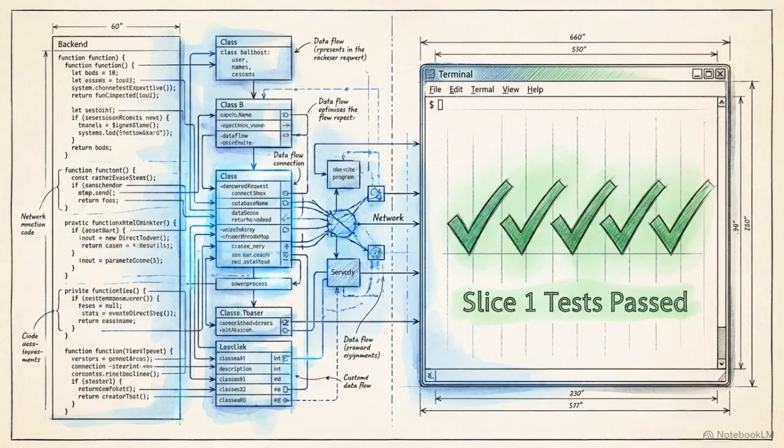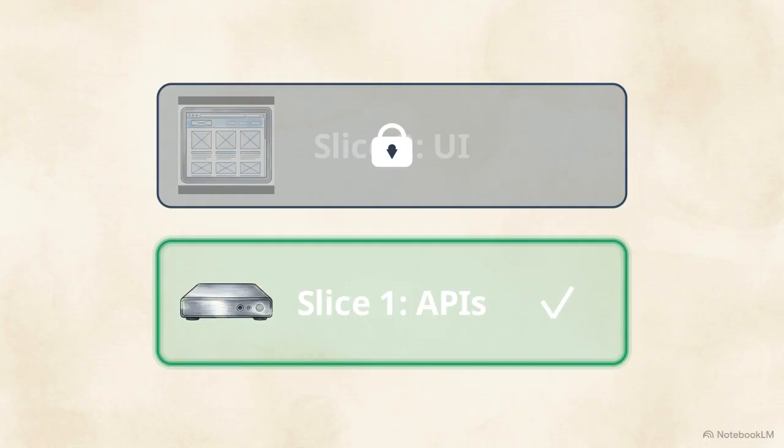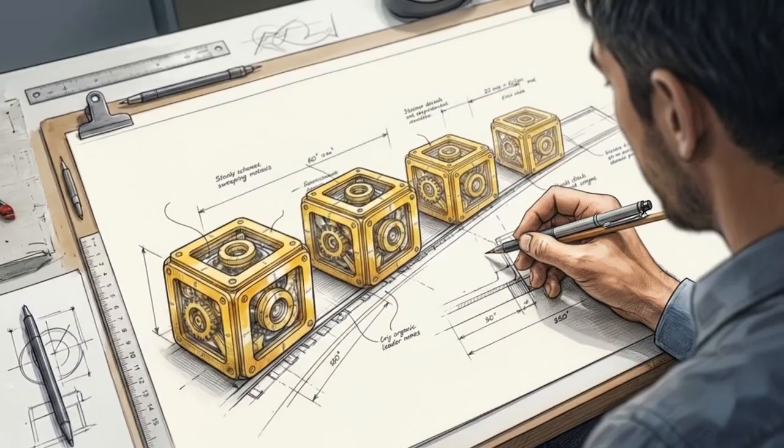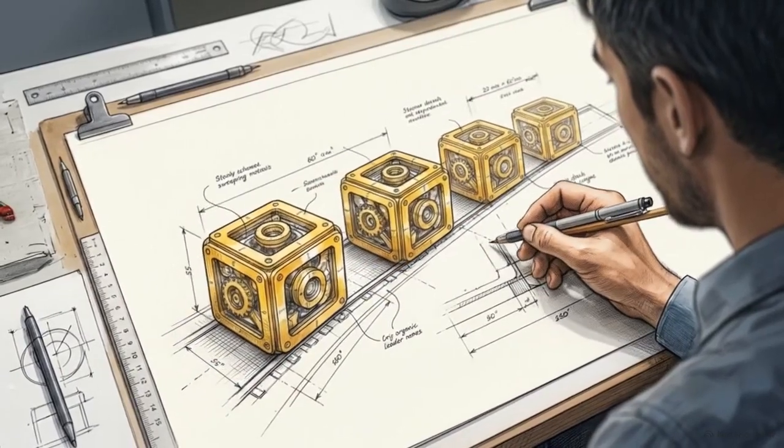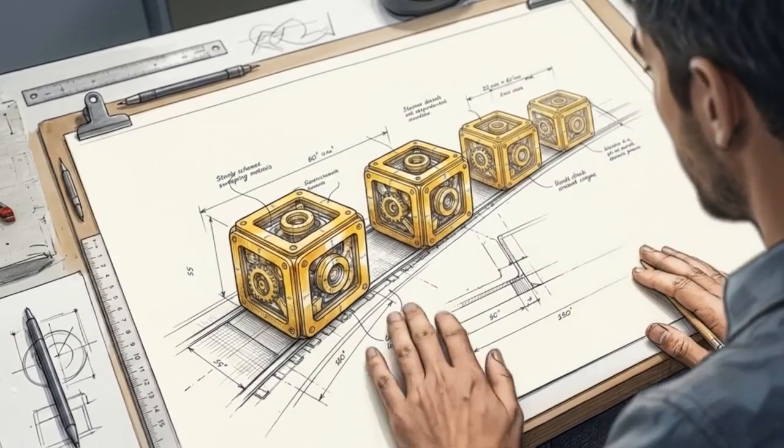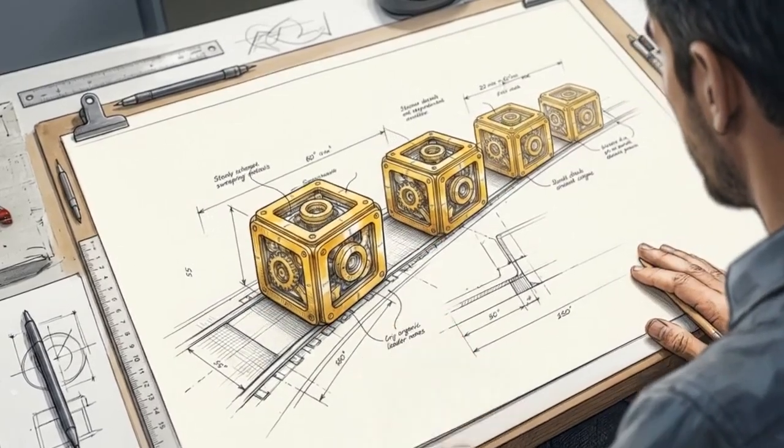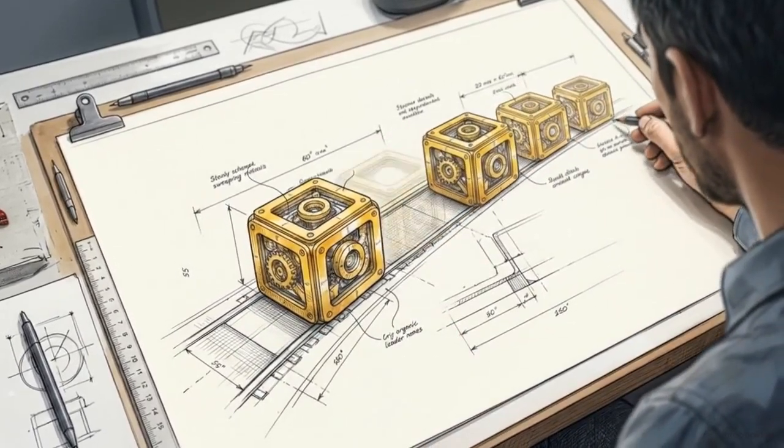The rigid rule of this system is that a single slice must be independently testable. You do not start building the UI in Slice 2 until the APIs in Slice 1 are functional. Carving the work into these strictly testable phases prevents development paralysis. It gives you clear milestones and actively protects the project from scope creep.